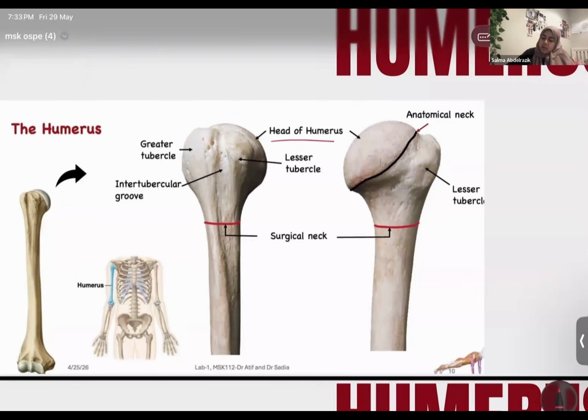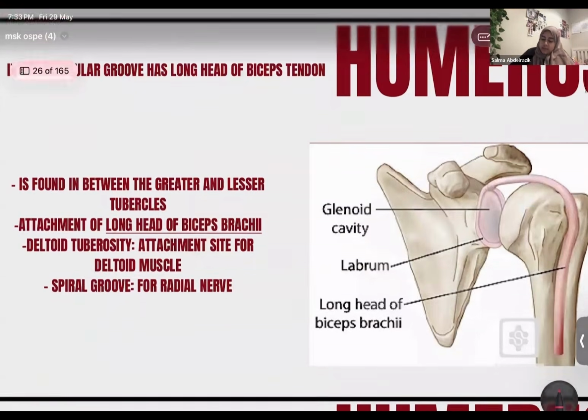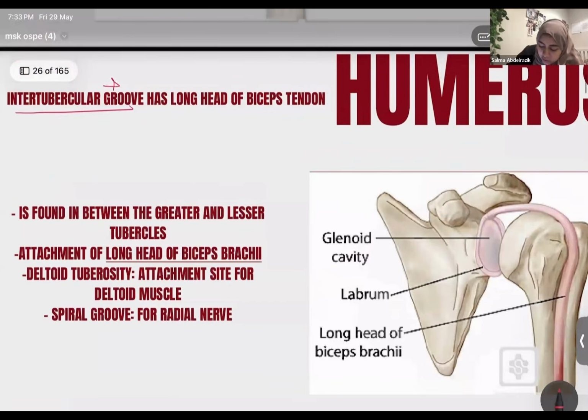We have the head of the humerus, the greater tubercle, which is very important. Like we said, we have the lesser tubercle, also very important. We have the intertubercular groove. That means between two tubercles, so it's called intertubercular, so it's between. Then there's the surgical neck, and the anatomical neck, yeah? And the lesser tubercle. Next. We said intertubercular groove, and we said there's something special about it.